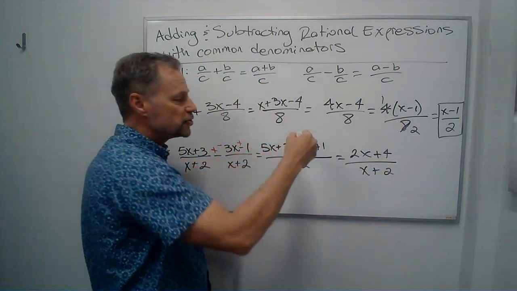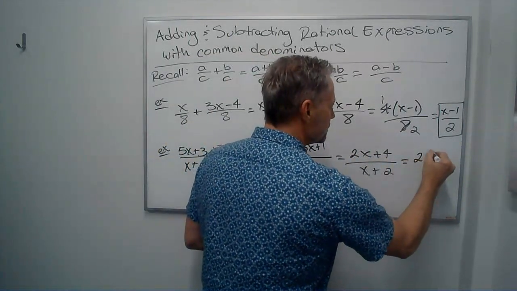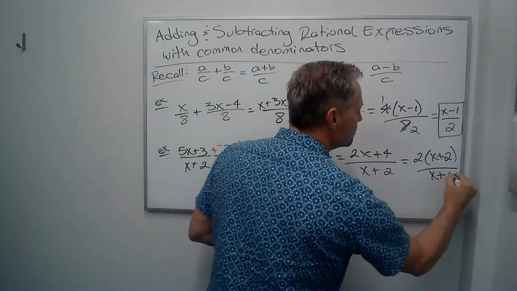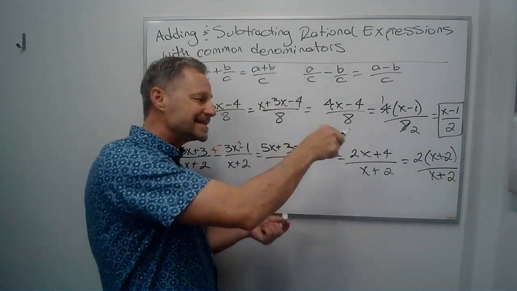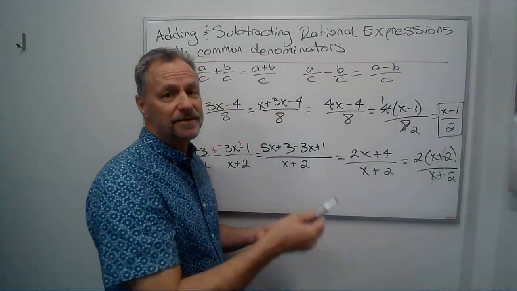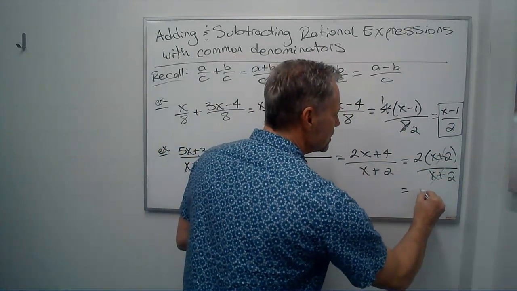Now I can factor 2 out of the top. And I get x plus 2. I have an x plus 2 on the bottom. And remember, since the x plus 2 and x plus 2 are the same top and bottom, they just cancel out to a 1. 2 times 1 is just 2. And that's my answer.